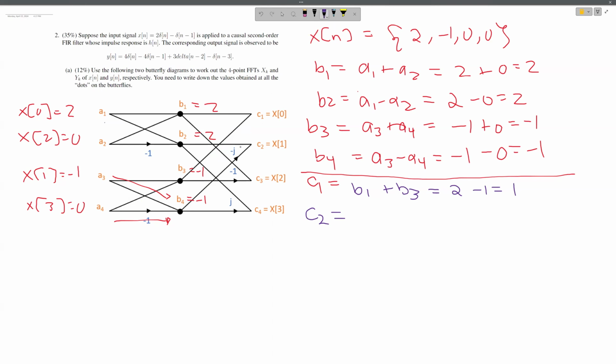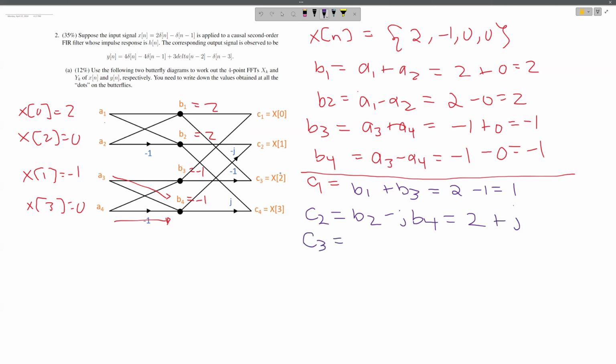Okay, C2. C2 gets contributions from this horizontal B2 plus a diagonal minus J coming from B4. B2 is actually equal to 2, and B4 is -1. So minus J times -1 is J, giving 2 plus J.